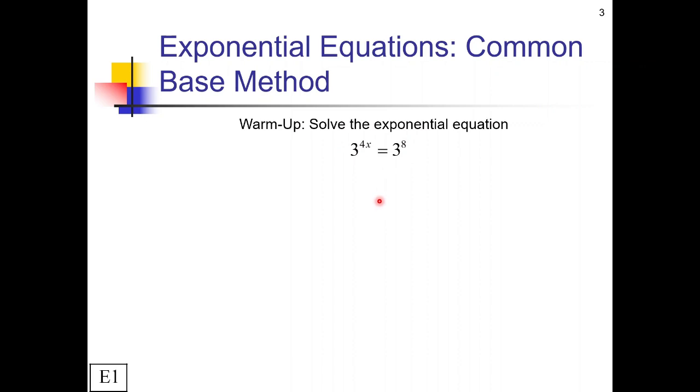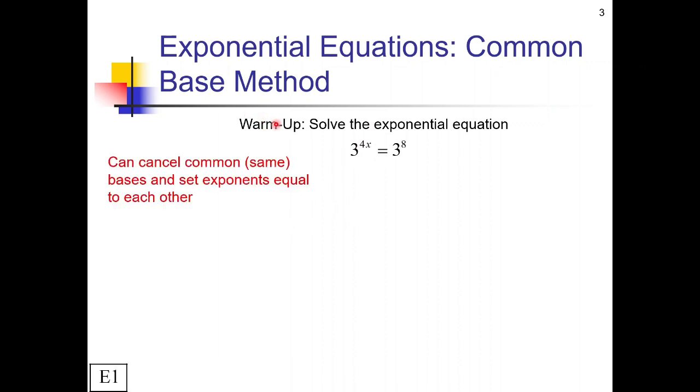All right, so hopefully you noticed that we have the same base on each side. These are both 3's. So if we have 3 to the something equaling 3 to something else, then the 4x and the 8 must have the same value, at least if these two things are equal. So another way of going at this is if you have a common base, you can cancel those and then set your exponents equal to each other. So we can say 4x equals 8. And this is one way of doing this problem. And then obviously just divide by 4 and we get x equals 2.